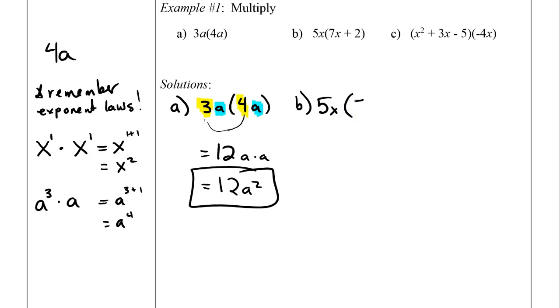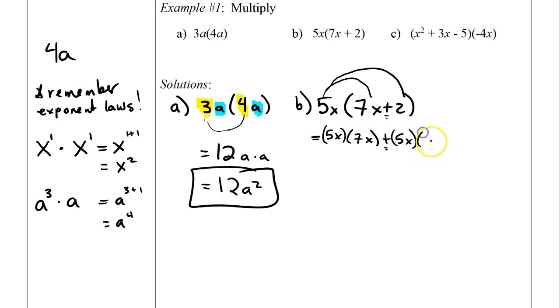Moving on. Question B. 5x times 7x plus 2. Remember Bob Ross, with happy little rainbows, we need to make sure that the 5x is distributed to the 7x and to the 2. So if I want to write down every single step, I say 5x times 7x plus, because we have a plus, 5x times 2.